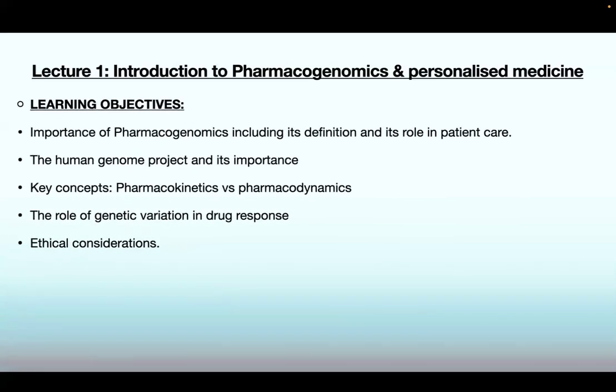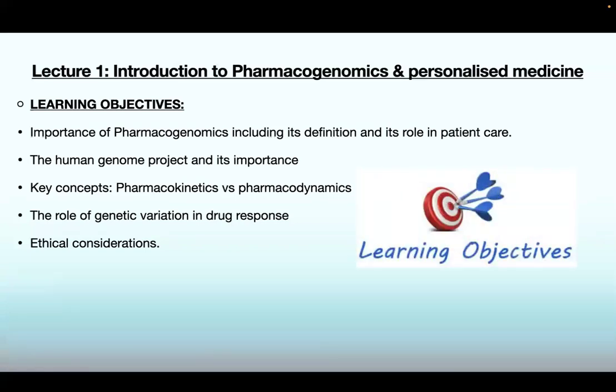So these are our learning objectives for today's session, and these clearly have the very basic things. First, we have the importance of genomics based on a case study, which includes its definition and the role in patient care. So, how you can have a practical implementation in patient care, right? Next, we'll try to understand the Human Genome Project and its importance. We can say pharmacogenetics is a somewhat older term and pharmacogenomics is a somewhat recent term, right?